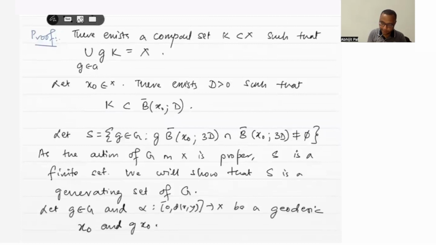Now let us take the set S to be all elements g of the group G such that the translate g of the closed ball of radius 3D around x naught intersects the closed ball around x naught of radius 3D. This is my set S, and because the action is proper, S is a finite set. What we will show is that this set S is in fact a generating set of G. And because S is a finite set, G will be a finitely generated group.